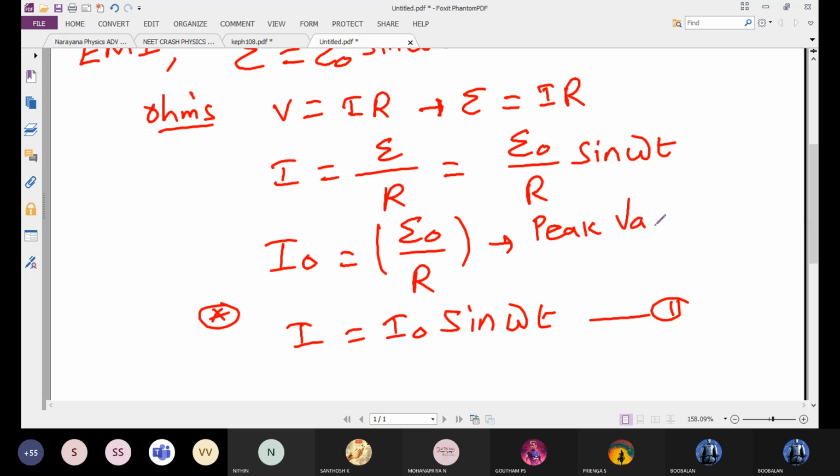Sir, the value for E naught, sir? In problem time I will explain. First note the formula, then I will explain. I naught is the current amplitude. Like that, E naught is the voltage amplitude, the maximum value of voltage. It is called E naught.